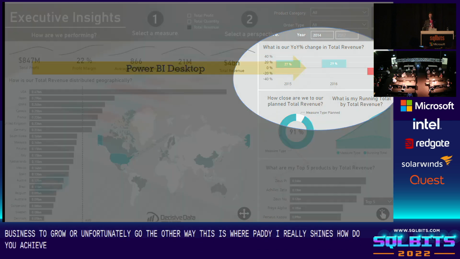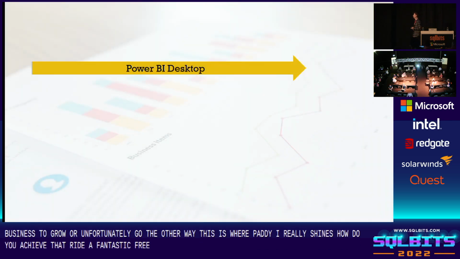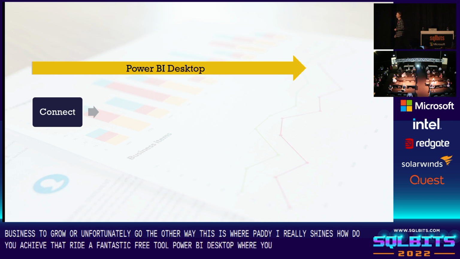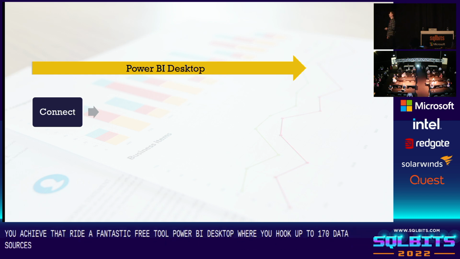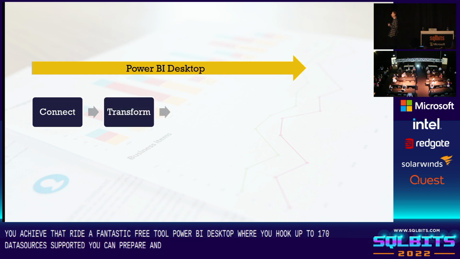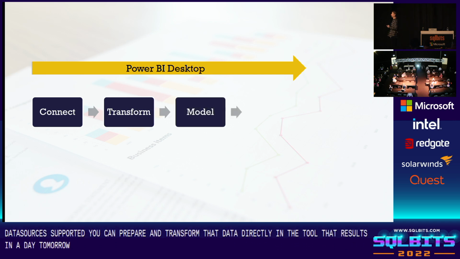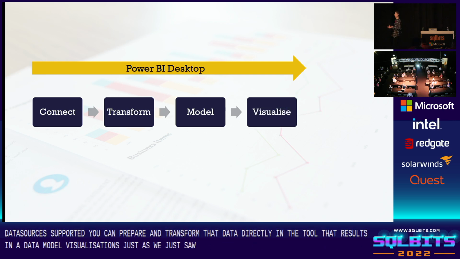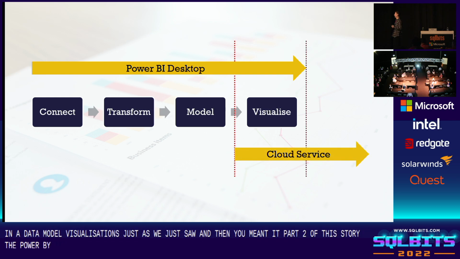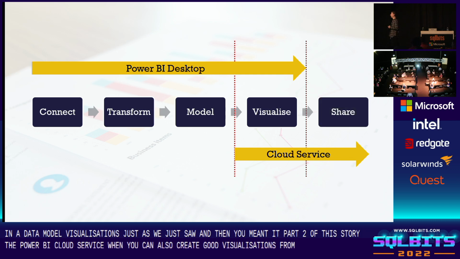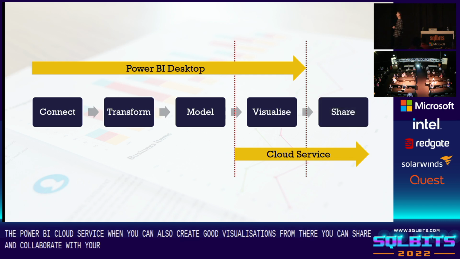How do you achieve that? Via the fantastic free tool, Power BI Desktop, where you hook up to 100 and something data sources supported. You can prepare and transform that data directly in the tool. That results in a data model or semantic model. From there, you can create your beautiful visualizations just as we just saw. Then you enter part 2 of this story, the Power BI Cloud Service, where you can also create those visualizations. From there, you can share and collaborate with your customers and colleagues.